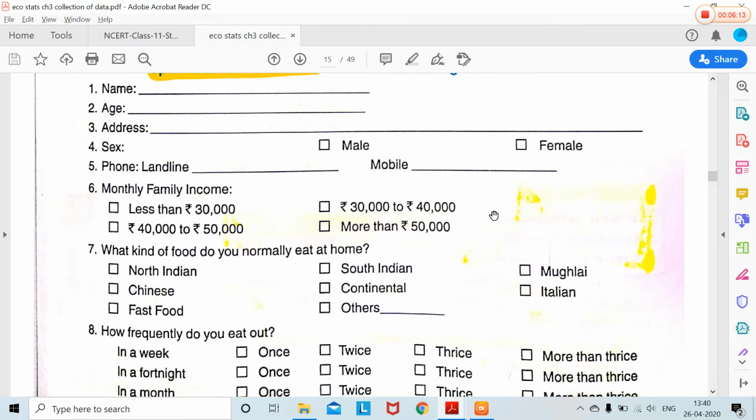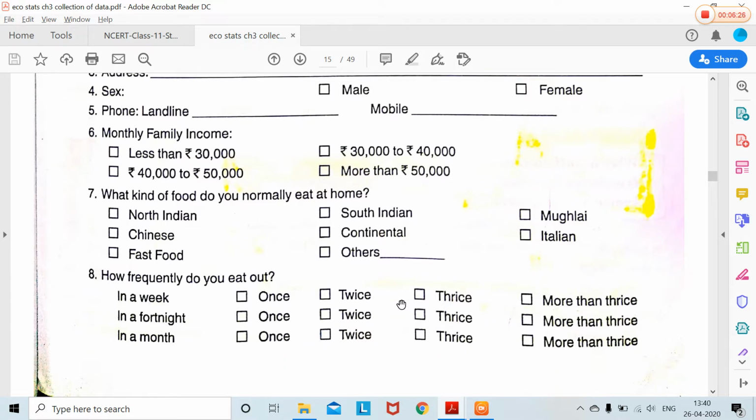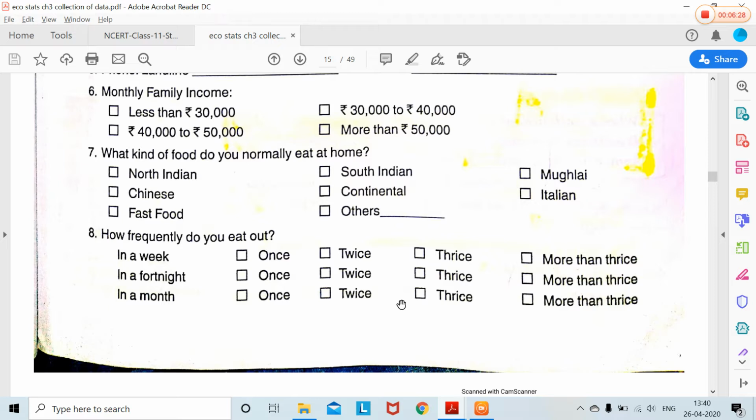Then what kind of food do you normally eat at home? North Indian, Chinese, all these options. And also it has provided others, if some other cuisine you like most. So the person can write here. Next, how frequently do you eat out?